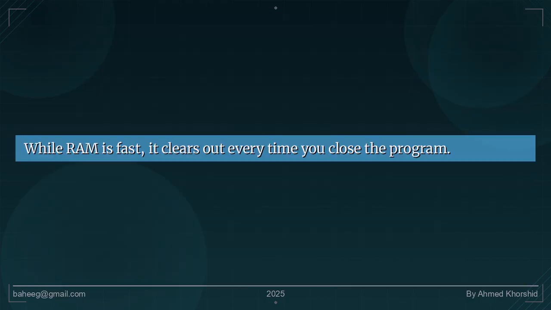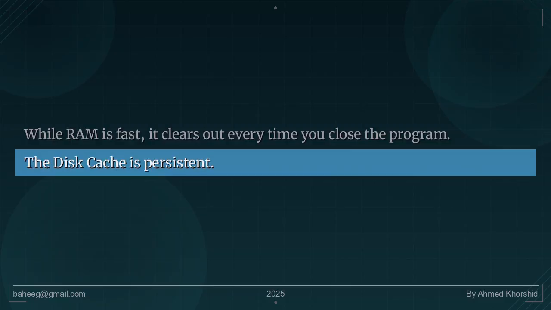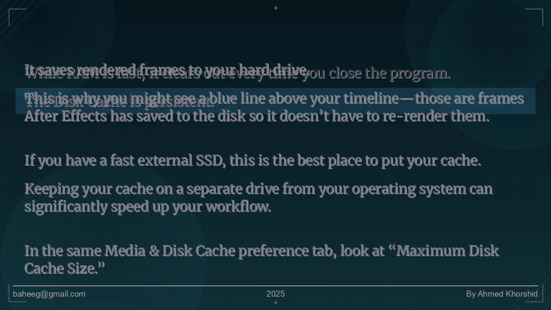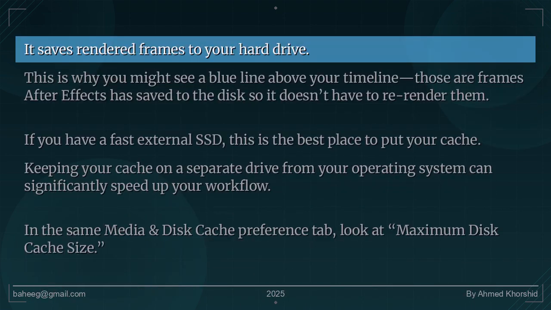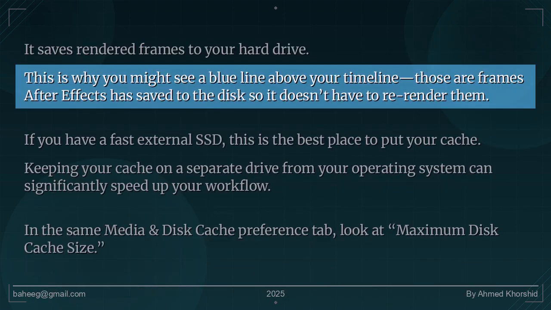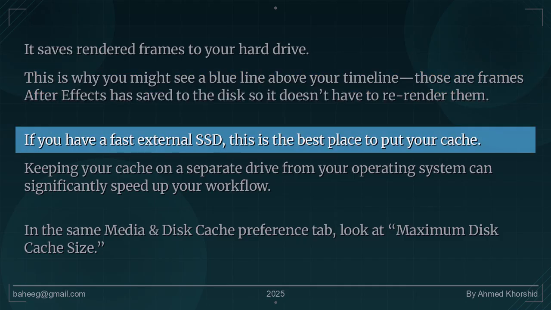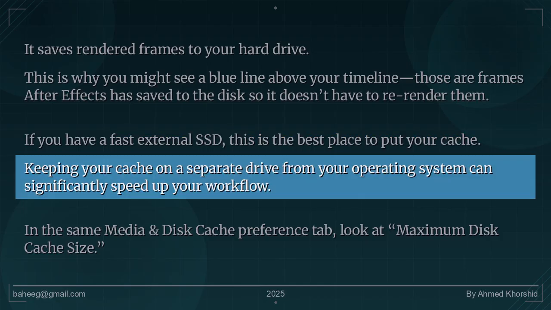While RAM is fast, it clears out every time you close the program. The disk cache is persistent. It saves rendered frames to your hard drive. This is why you might see a blue line above your timeline. Those are frames After Effects has saved to the disk so it doesn't have to re-render them. If you have a fast external SSD, this is the best place to put your cache. Keeping your cache on a separate drive from your operating system can significantly speed up your workflow.